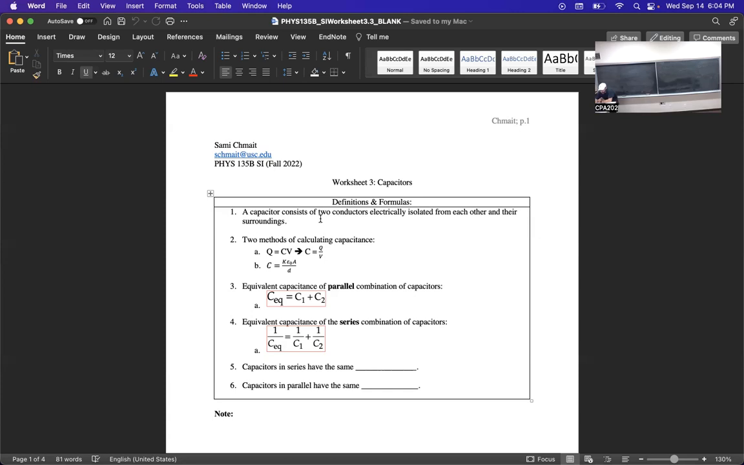And there are two methods of calculating capacitance. This is probably the one you guys are more used to, and then there's also this version. So in this upper equation, let's call that equation A, we have Q, which is the charge that is stored. We have V, which is the voltage across the capacitor. And then C, which is the capacitance of the capacitor, and that's in farads.